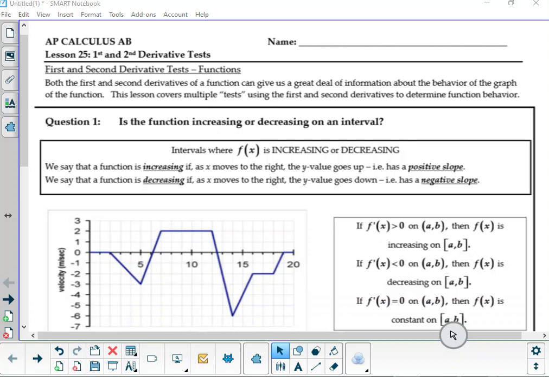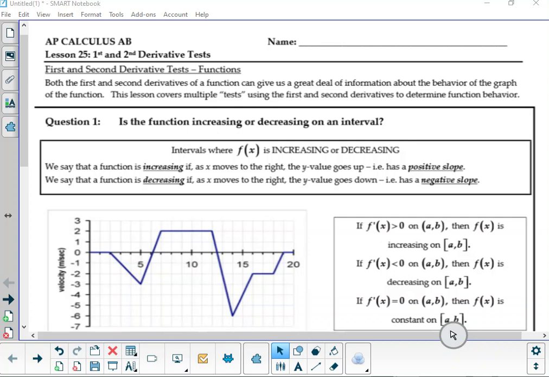In lesson 25 we're going to talk about the first and second derivative tests for a function that give us a lot of information about the function, specifically about how its graph is going to behave. We have tests for these things, a first derivative test, a second derivative test for extrema, for concavity, for increasing and decreasing, for lots of different things. So in this first video, I think we're going to focus on first derivative tests.